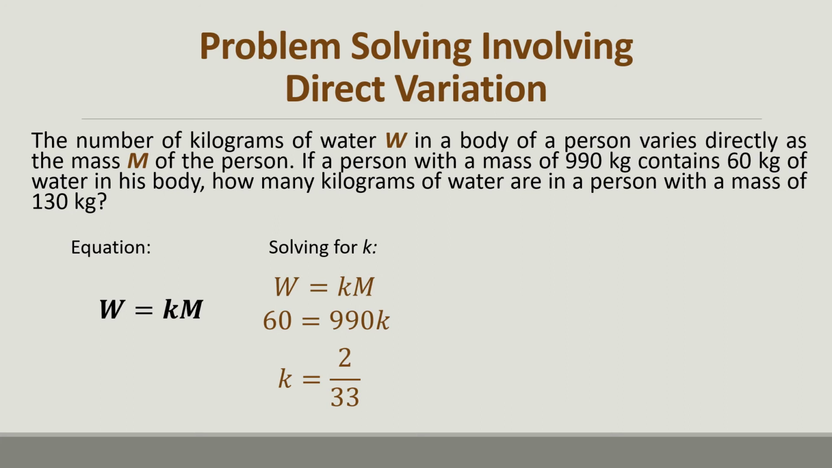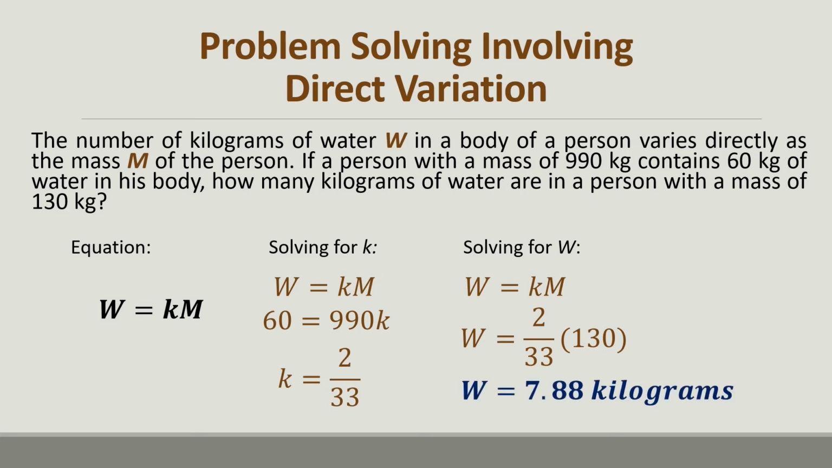Now that we have K, class, we proceed with solving for what variable? Solving for W. Okay, the number of kilograms of water. So we write the equation again and we substitute 130 for M and 2 over 33 for K. So we have there 2 over 33 times 130. If you do the math, you have W is equal to 7.88 kilograms.